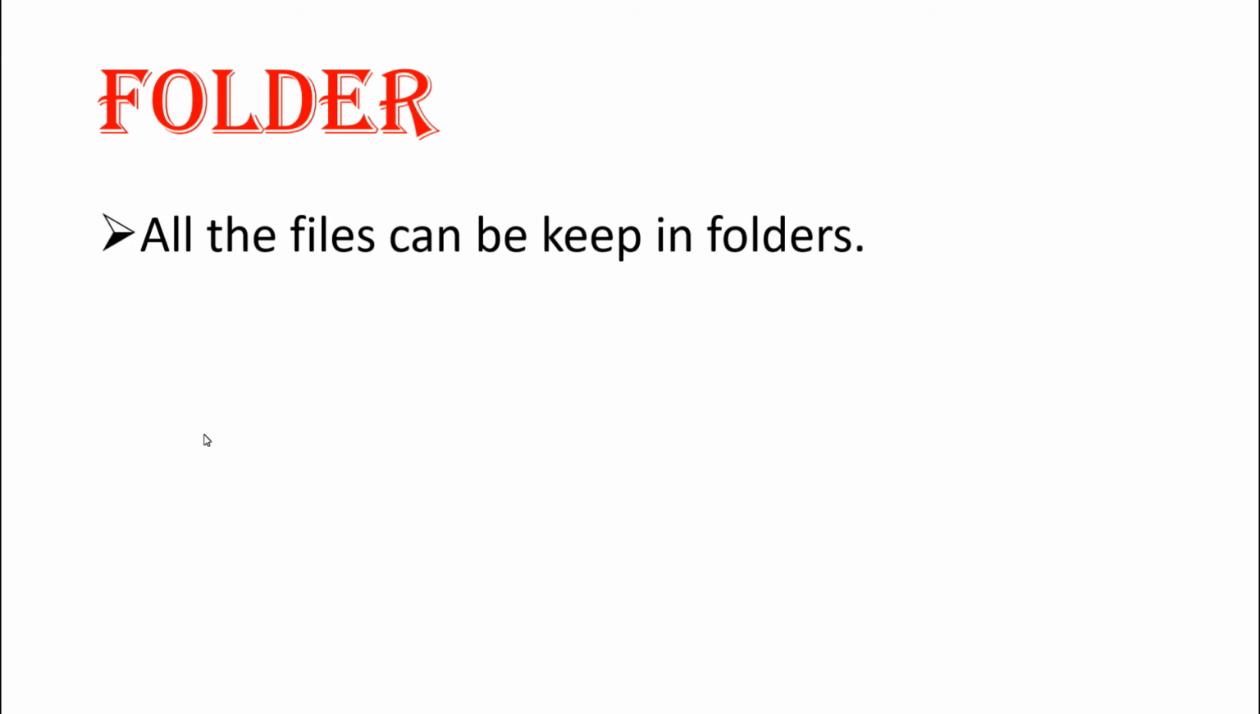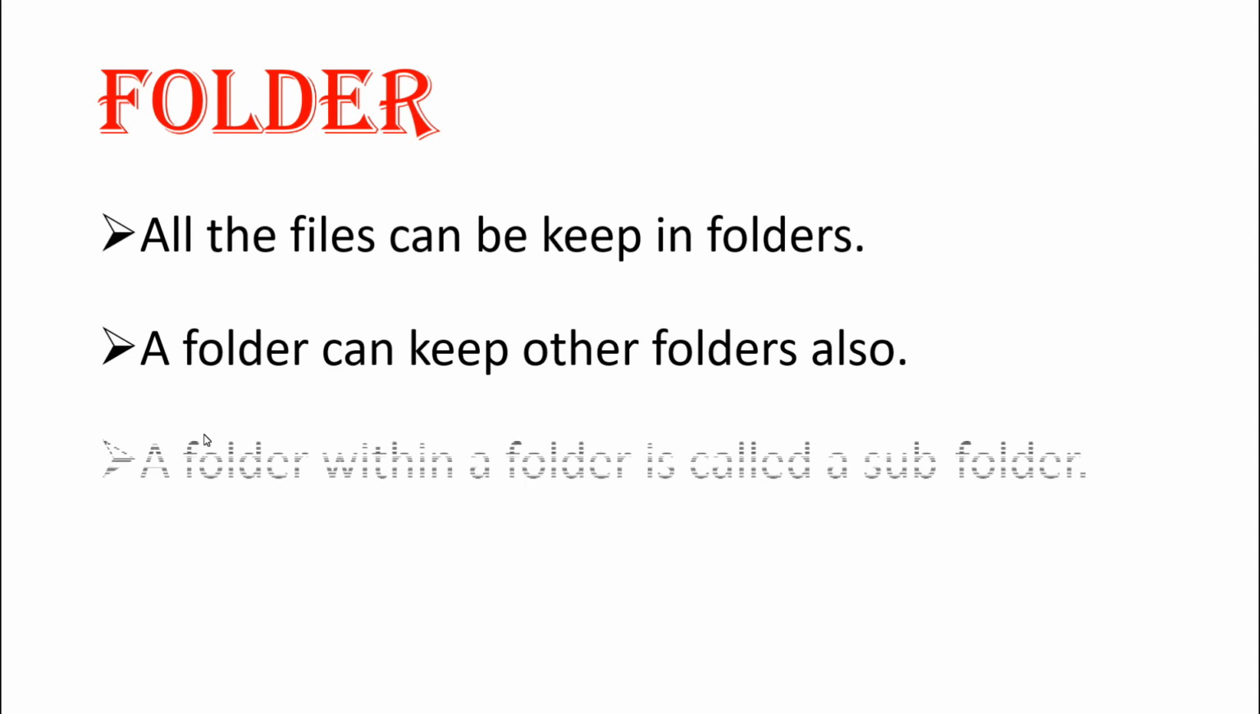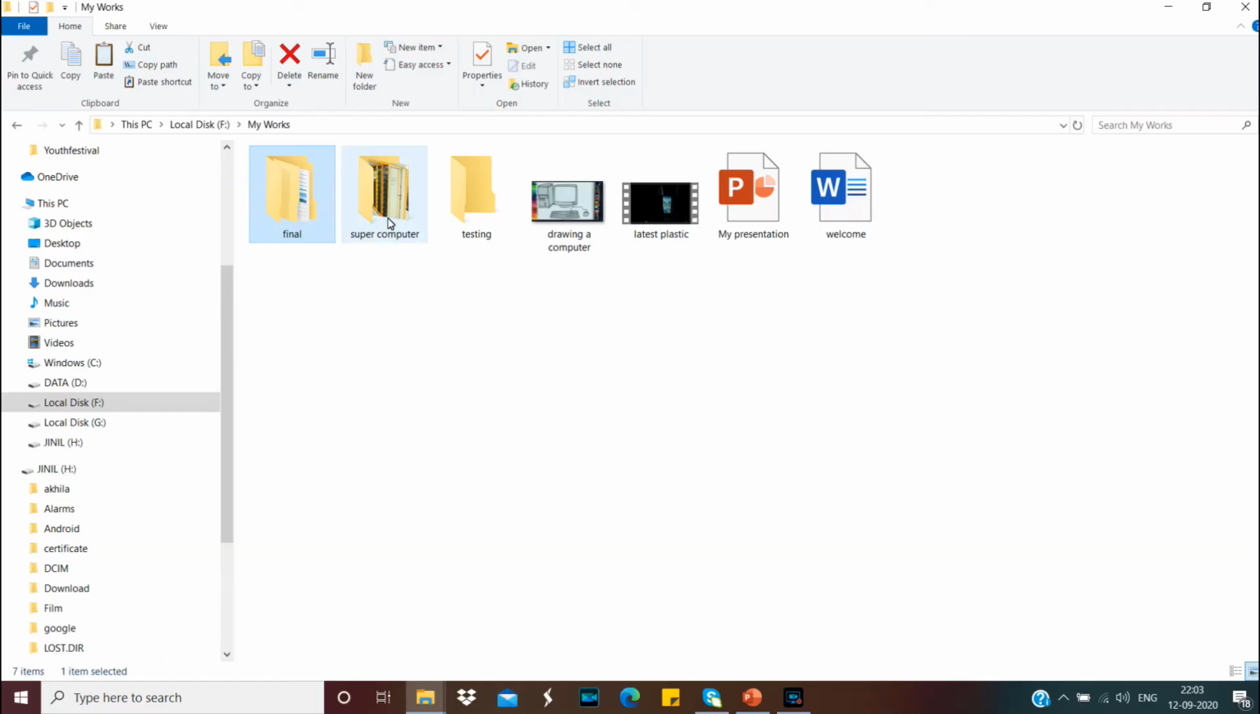Next is folders. All the files can be kept in folders. A folder can keep other folders also. A folder within a folder is called a subfolder. In the screen, these yellow color icons are called folders. The name of the first folder is Final. The second folder name is Supercomputer. The third folder name is Testing. The others are files. Students, how can we create these files? That's the next topic we are going to learn.